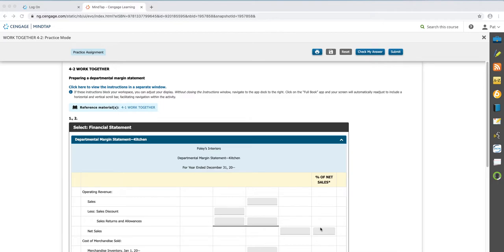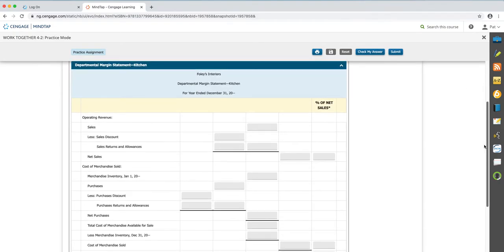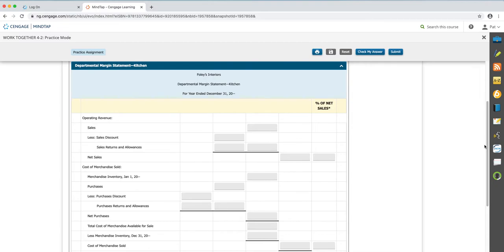On 4.2, work together here. And then after going through the notes, you probably saw that it's not as involved as the other one. This is more like an income statement type assignment that we're going to be filling out from last semester, if you were, or last year. We call it departmental margin statement for both departments, kitchen and then for bath, I believe.